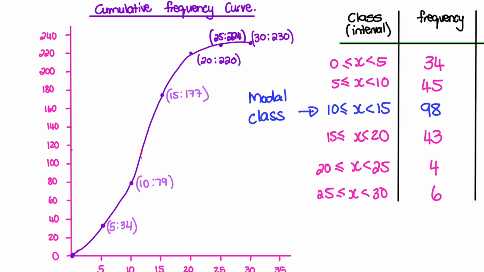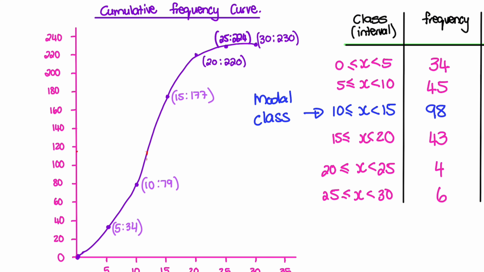So other things that you can do with the cumulative frequency curve is you can identify the lower quartile, the upper quartile, and the median. So in this example, we have observed 230 individuals. So if I want to find the median, then I'll take 230 and divide that by 2. So that's the middle value. So on my cumulative frequency side, I'll go to 115.